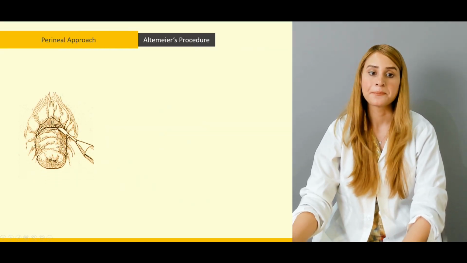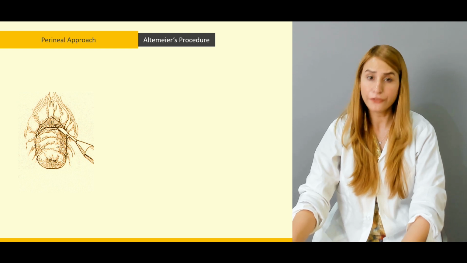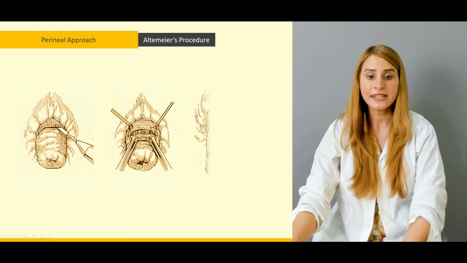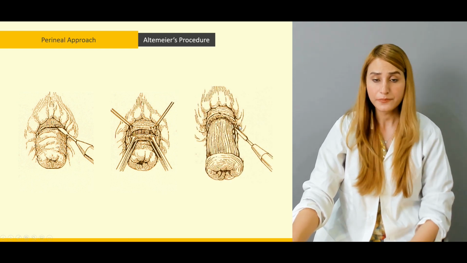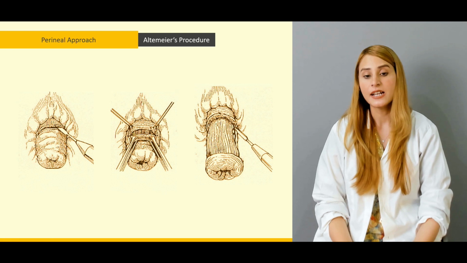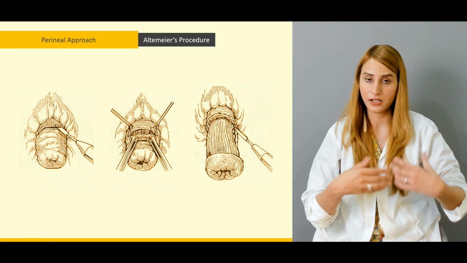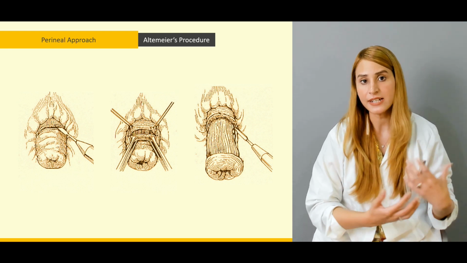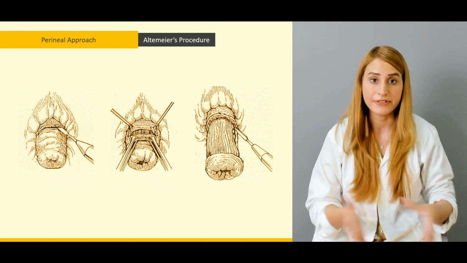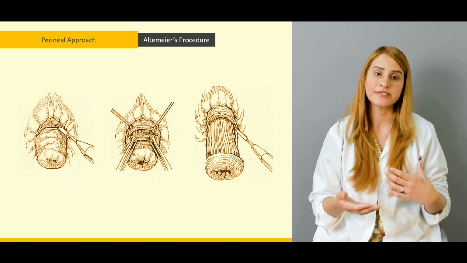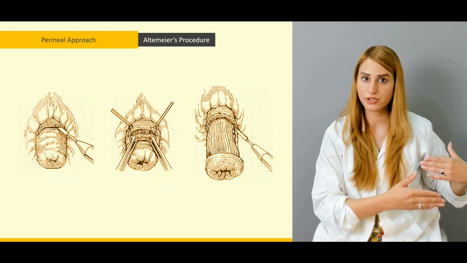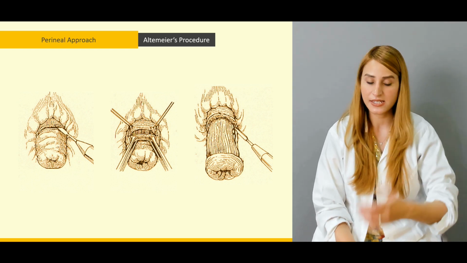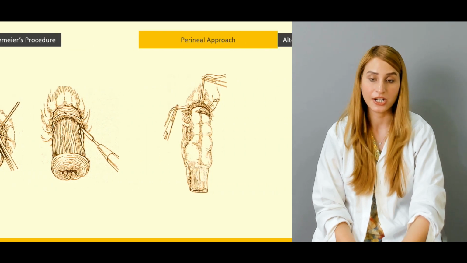In case of full thickness prolapse, you perform Altemeier's procedure. In Altemeier's procedure, it's a full thickness prolapse, so the whole of the layers of the rectum which are prolapsed are resected. So it's only the resection, and for the rest of the remaining portion of the mucosa, you go for secondary suturing. So this is Altemeier's procedure.